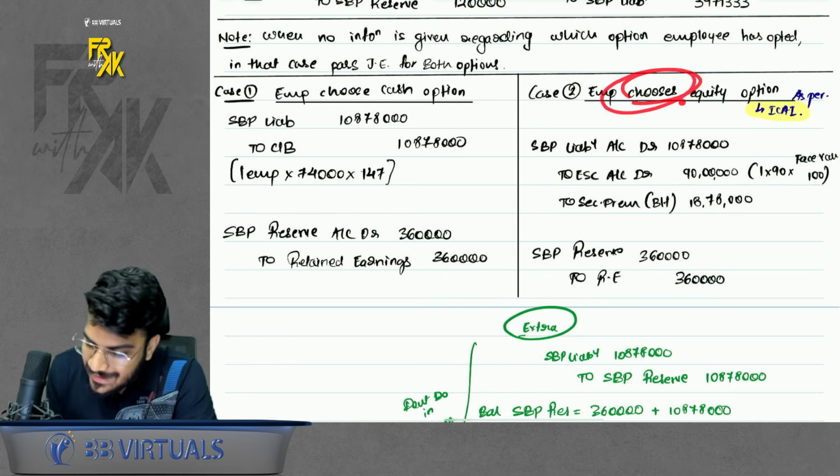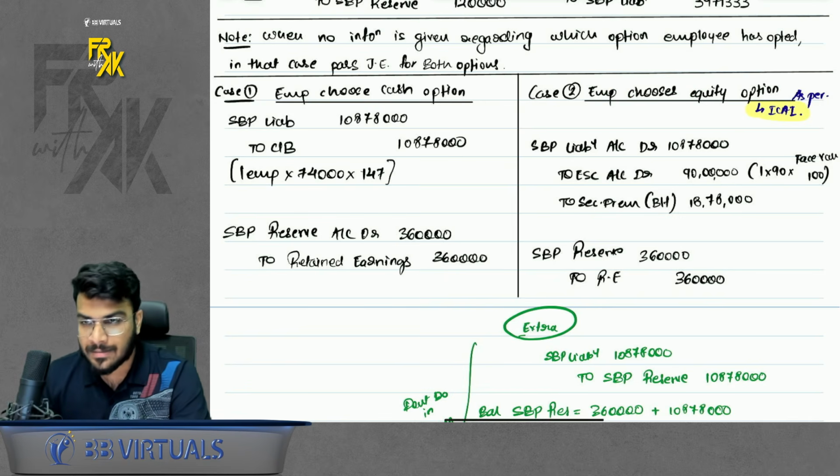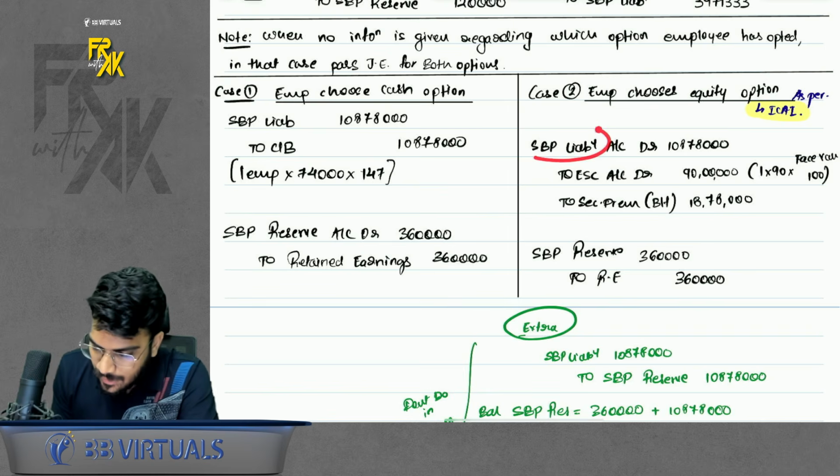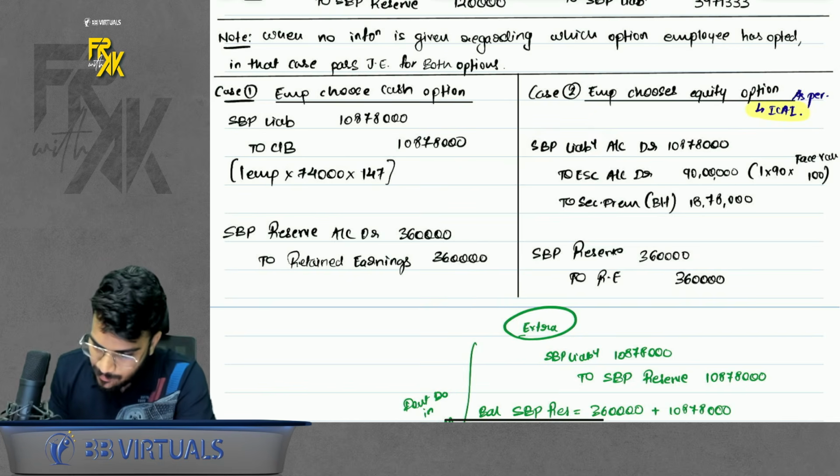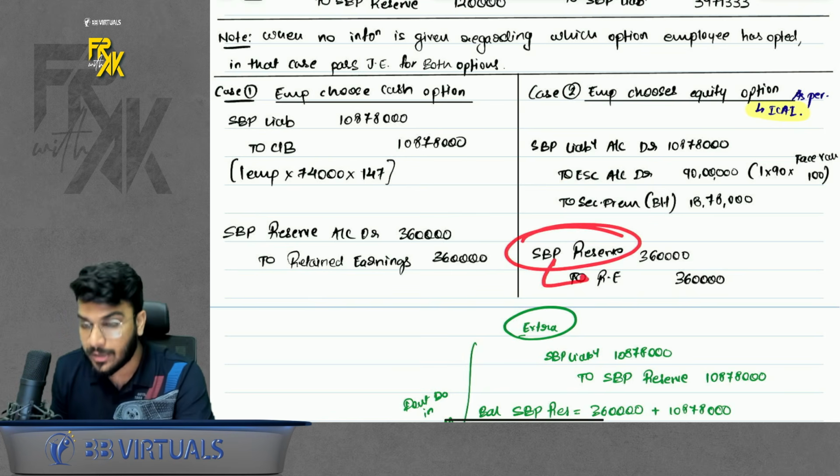What if the employee chooses the equity option? I will only discuss what ICAI has done. They reverse the liability, and from this liability only they give the equity shares. So liability reversed to capital and premium, and whatever is the balance of the SBP reserve is transferred to retained earnings.